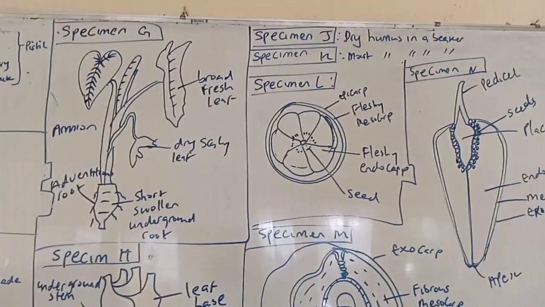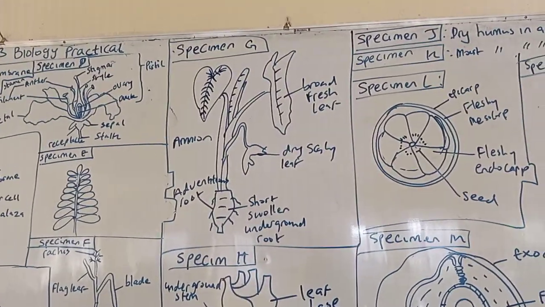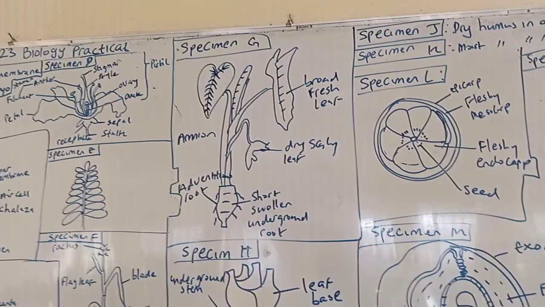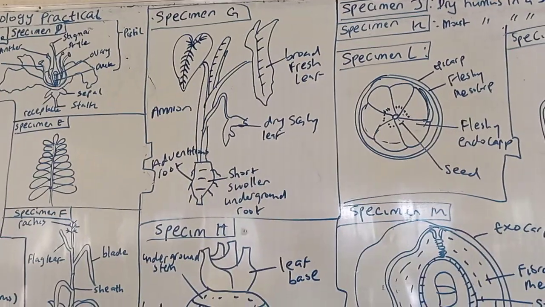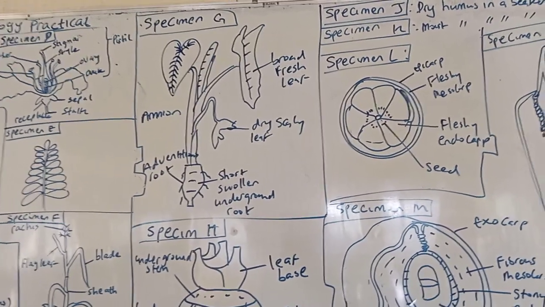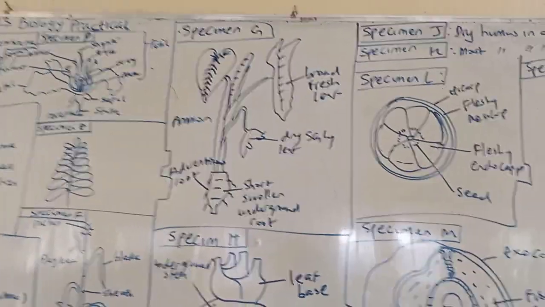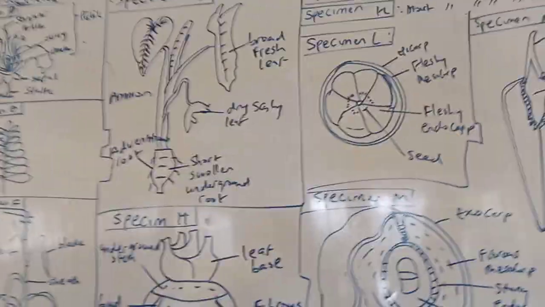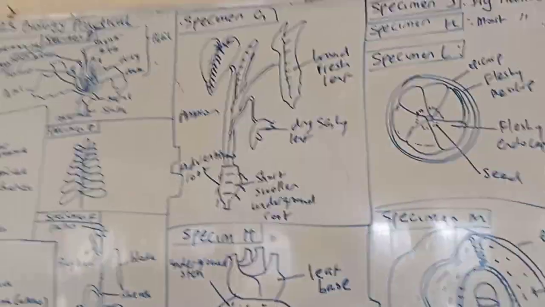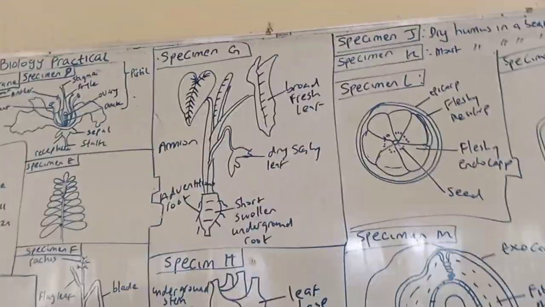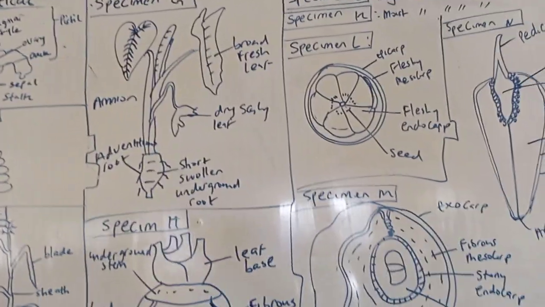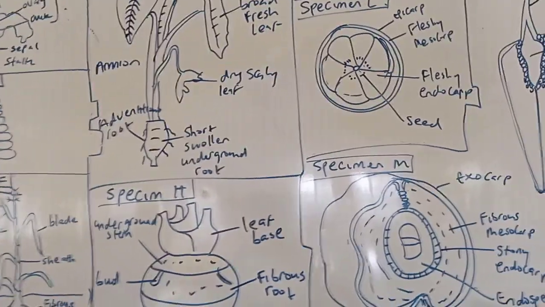Let's talk about the observable features of specimen G. It has an upright, fleshy stem. Number 2, it has dry, scaly leaves. Number 3, it has terminal buds. The roots are adventitious. Other things you should note is it is equally monocot with a simple leaf. So in case they ask you the similarities between Guinea grass and Cocoyam, they are both monocot and they both have simple leaves.